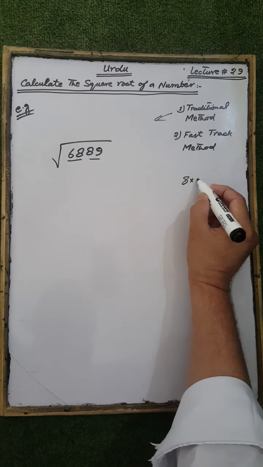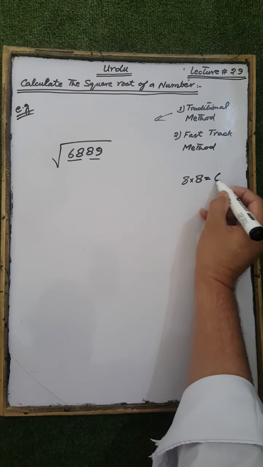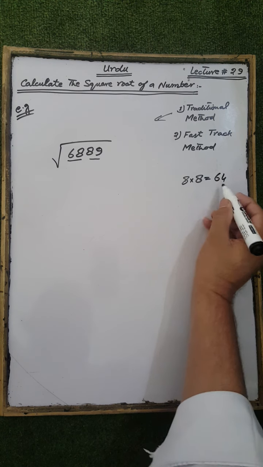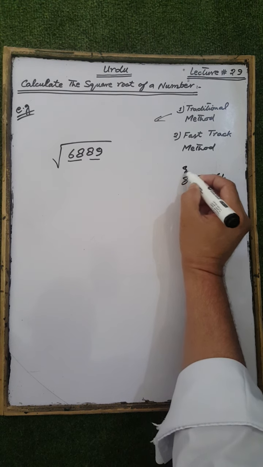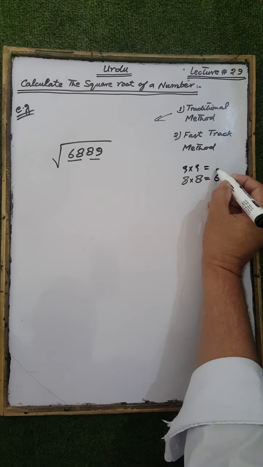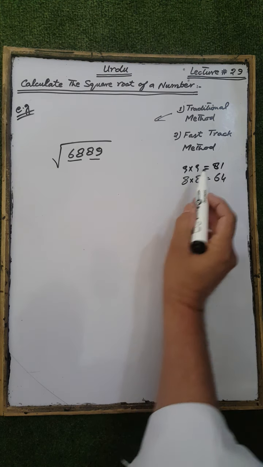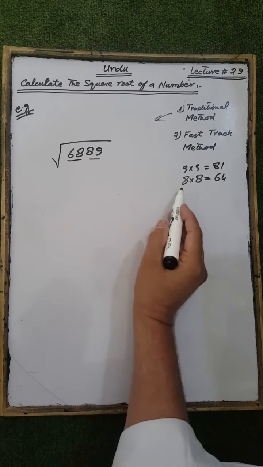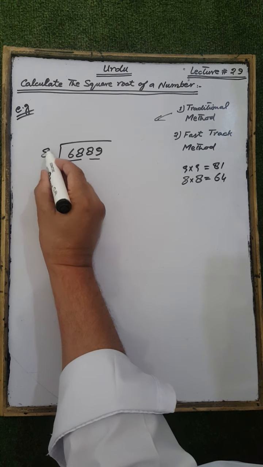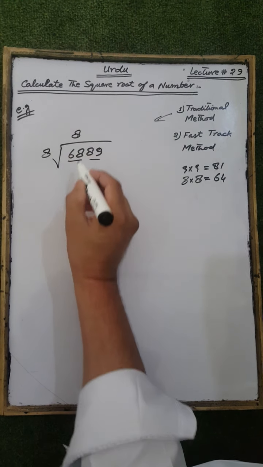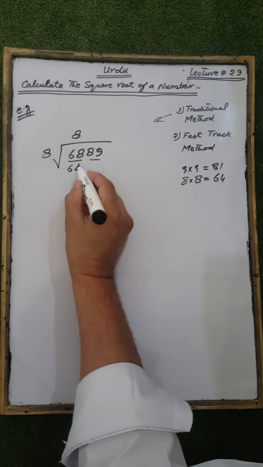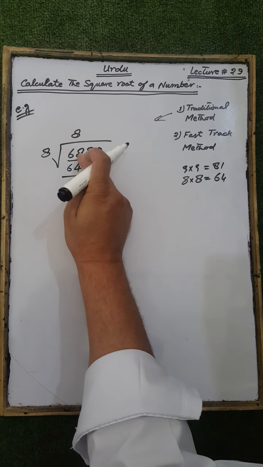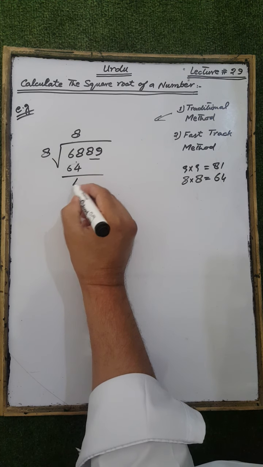Now when we multiply 8 with 8, the number is 64. 8 multiplied by 8 is equal to 64. And when we multiply 9 with 9, the number is 81. 81 is greater than 68. Therefore we select the number 8, such that 8 multiplied by 8 gives 64. The remainder is equal to 4.